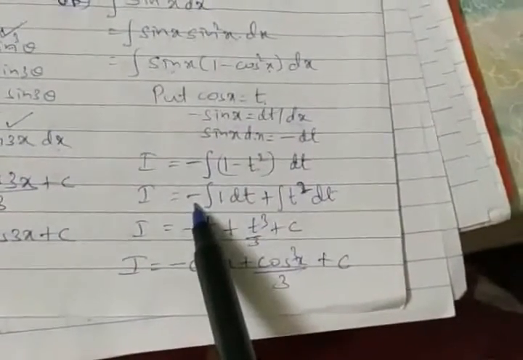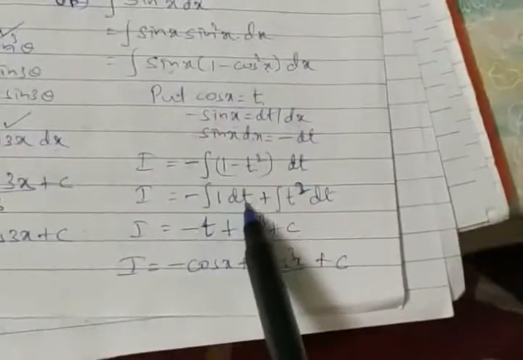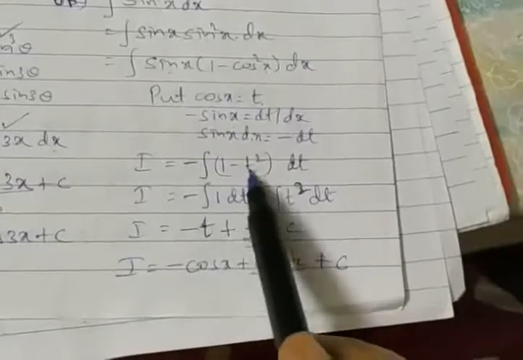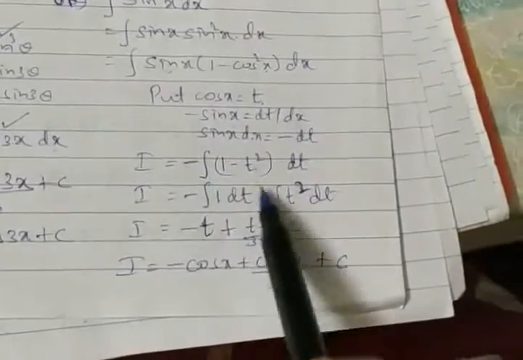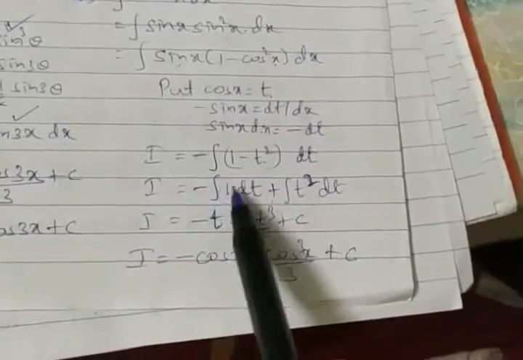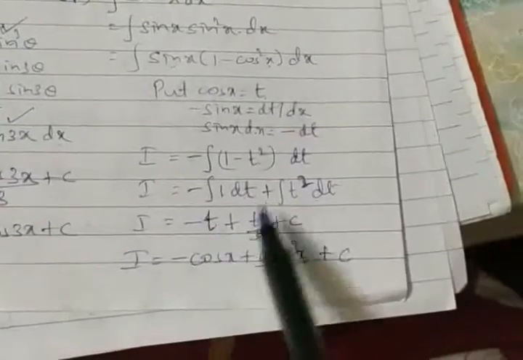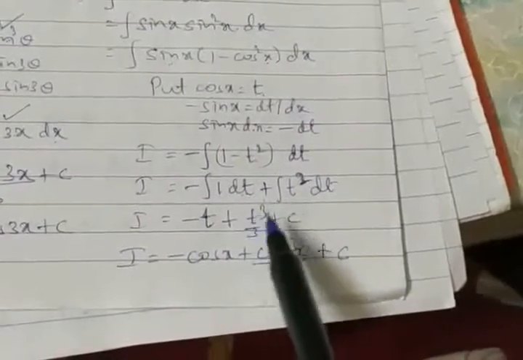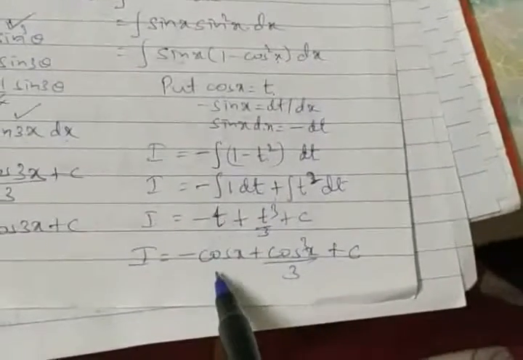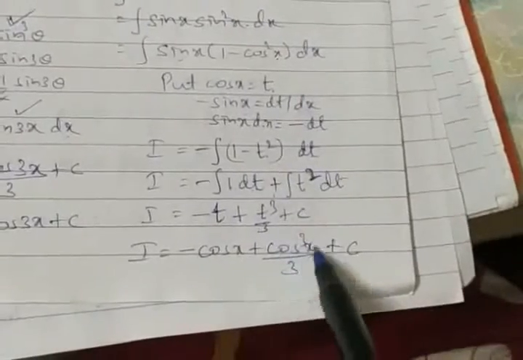Minus kept outside here. I have taken term by term, minus u minus v, integration of 1 with respect to t. Okay, I have even opened the bracket also. Be careful, minus v is outside. Minus into minus we have plus. We have integration of t square with respect to t. So integration of 1 with respect to t, it is minus t plus integration of t square, it is t raised to 3, denominator 3, plus c. T will be replaced back. We are left out here with minus cos x plus cos cube x whole divided by 3 plus c should be the answer.